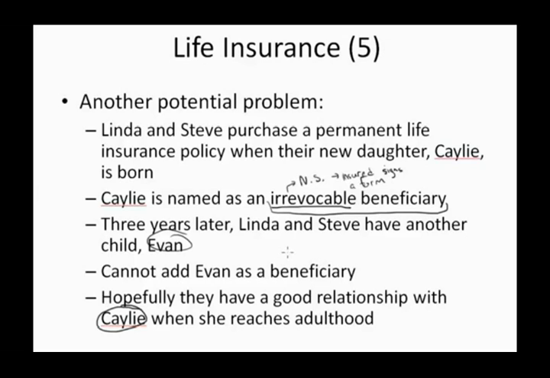So the problem now is you're really stuck with this policy in its current format. And if it's a permanent life insurance policy, you might have some cash value built up here that you can't access, you can't do anything with. The best case scenario here is that nobody dies before Kaylee gets to the age of 18, and that when Kaylee gets to the age of 18, she gets along well enough with mom and dad that she's willing to sign this change of beneficiary form and remove herself as an irrevocable beneficiary.